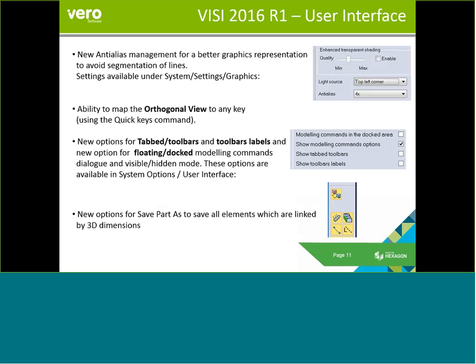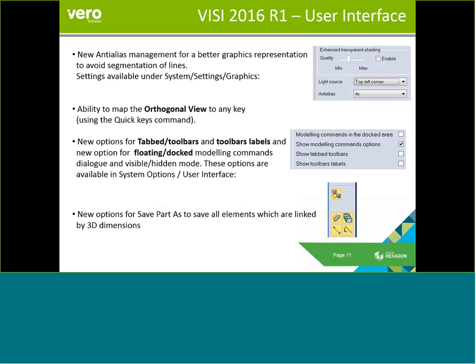2016 also has a handful of graphical enhancements. There's a new anti-alias management for smoother graphics, and this can be adjusted under the system settings graphics. So if you ever bring in a part that looks too much like a polygon and not enough like a smooth, round surface, I would recommend checking out this graphics enhancement with the anti-alias and adjusting that parameter.